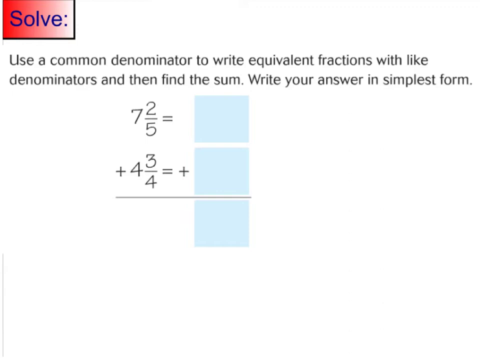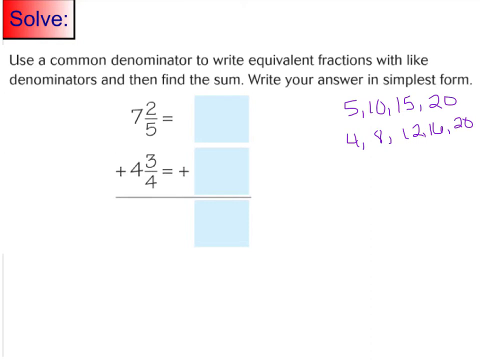Okay, here's our next problem. We have to use a common denominator to write an equivalent fraction with like denominators, and then we have to find the sum. Now, make sure that you write your answer in simplest form, so you have to simplify it also. So, our first problem says 7 and 2/5 plus 4 and 3/4. What I'd like you to do is try this question on your own and then press play when you're ready to go over the answer with me. Go ahead and press pause now.